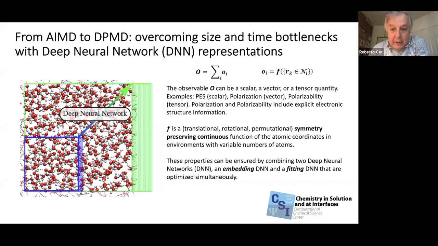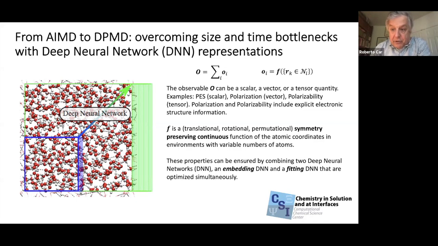What is interesting is that while the electronic information has been coarse-grained out when we consider the potential energy surface, when we consider the polarization or the polarizability, there is explicit electronic structure information that the neural network has to carry. In the neural network representation, we write an observable as a sum of local observables, where each one of these local observables depends on a suitably defined neighborhood of a site, I for instance, and it includes the many-body dependence of this quantity on all the atoms in this environment.